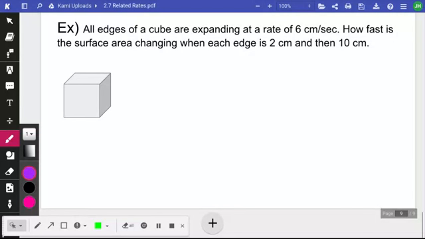These are my favorite, but again, it's very geometry. I mean, they're all geometry based, but I like looking at three-dimensional shapes. All right, so all edges of a cube are expanding at a constant rate of 6 centimeters per second. And we're asking how fast the surface area is changing when each edge is 2 centimeters and then 10 centimeters. So there's two parts to this question. We're going to do two different rates, and so we are going to have to set up an equation for this, just like we did on our other ones.